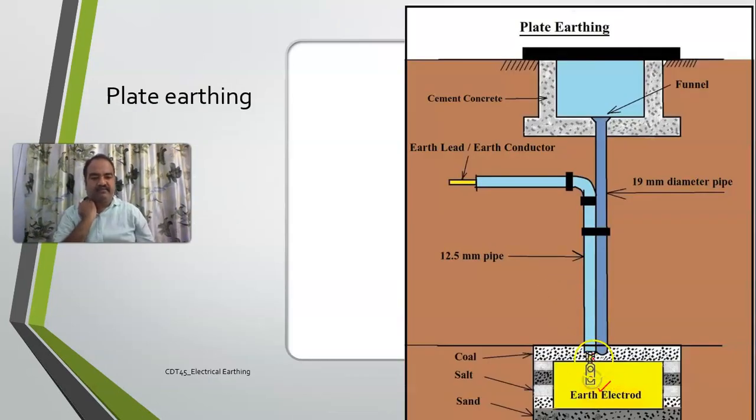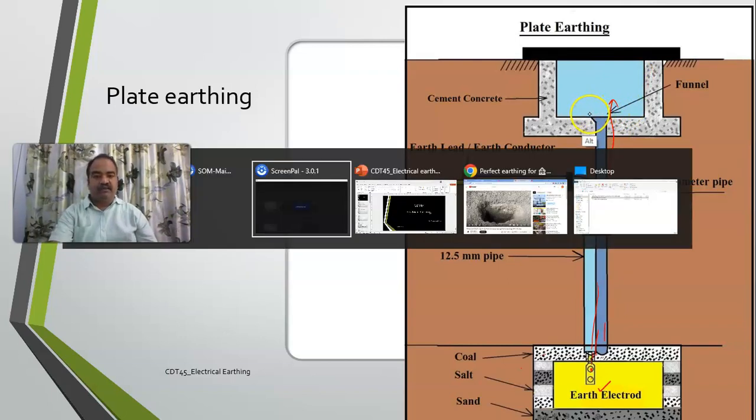If you carefully see, there are bolts here, and it is filled with coal, salt, or sand. And here I'll be getting a pipe through which it is being done. So this is your earth connector, and this is your pipe. And here I'll be pouring water. This is actually a diagram, but how it actually works, I'll show you in a small video.